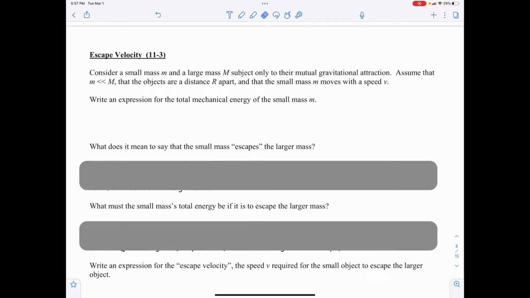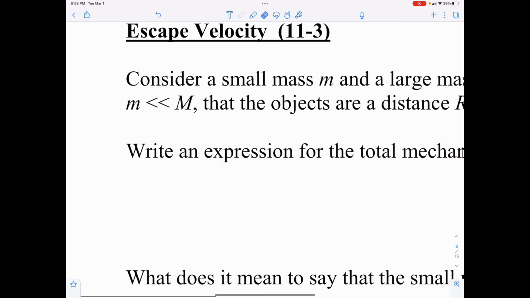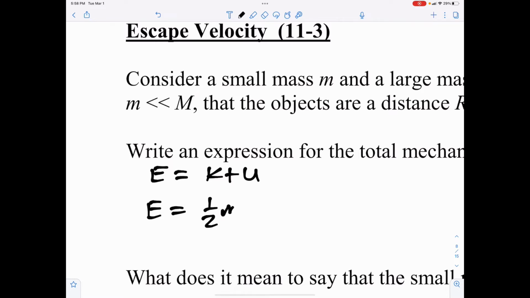Section 11.3, escape velocity. Consider a small mass, little m, and a large mass, big M, subject only to their mutual gravitational attractions. Assume that little m is much smaller than big M and the objects are at distance r apart. You know, kind of like a rocket taking off from the Earth. The rocket is significantly smaller in mass than the Earth is. Write an expression for the total mechanical energy of the mass. So total mechanical energy is equal to kinetic energy plus potential energy, which would be 1/2 mv squared plus a negative G little m big M over r.